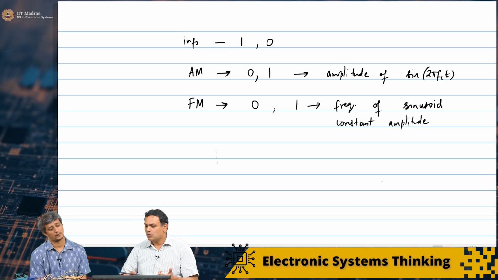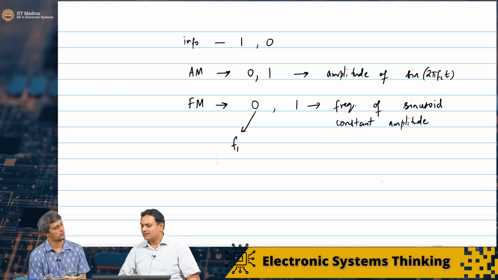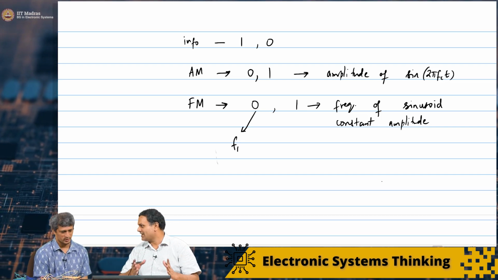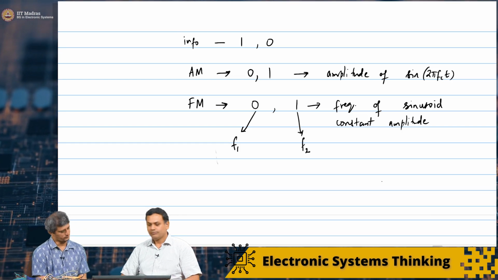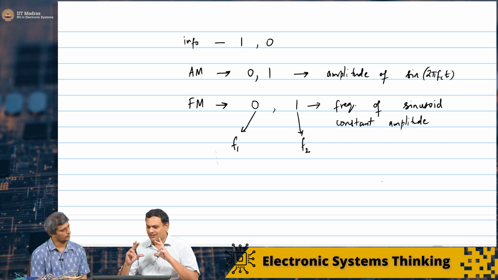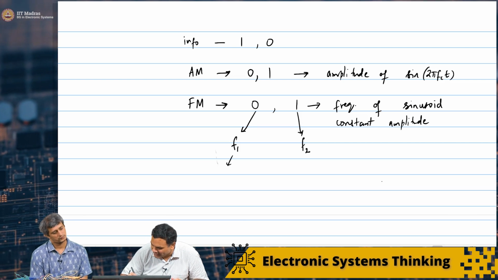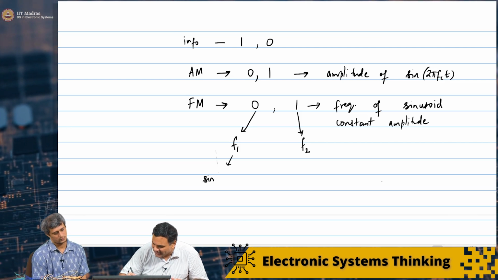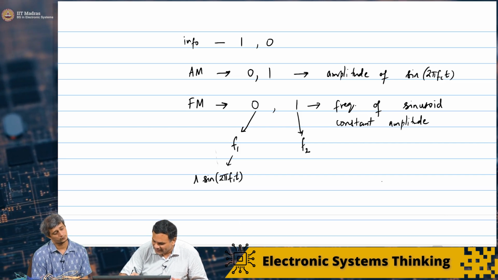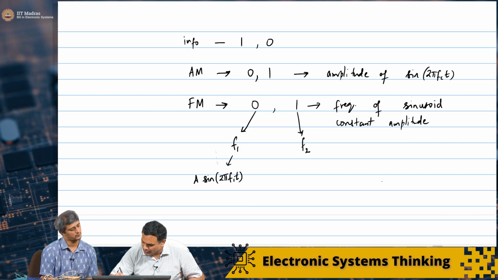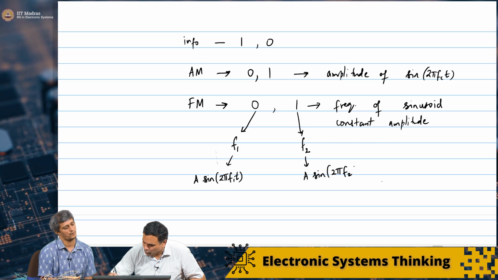So now, this means that you are basically encoding information. The 0 corresponds to one frequency, F1. The 1 will correspond to another frequency, F2. So you have two states. One would basically be sine 2 pi f1t, and we'll say it's a constant amplitude. The other would be sine 2 pi f2t.